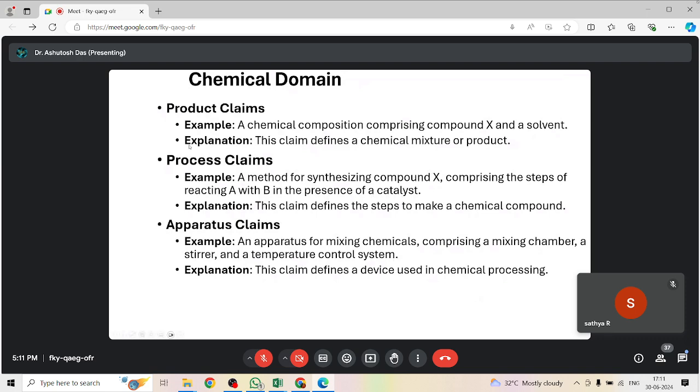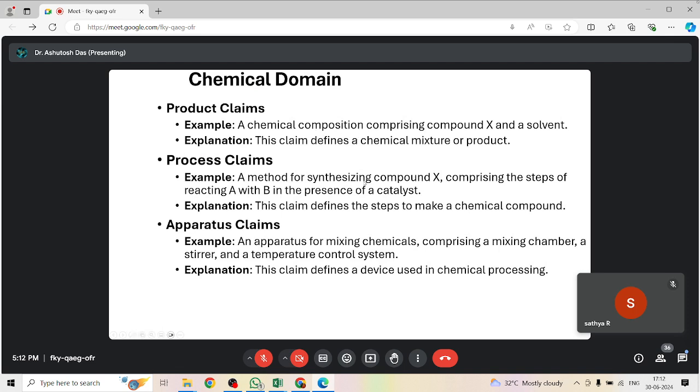Chemical domain, product claim: a chemical composition comprising a compound X and a solvent. A chemical mixture. Again, you can expand, where the compound and so on. I'm not talking about dependent claims here, because by now I hope you have an understanding of that. I'm just talking about independent claims. A product claim is like this: a product composition.